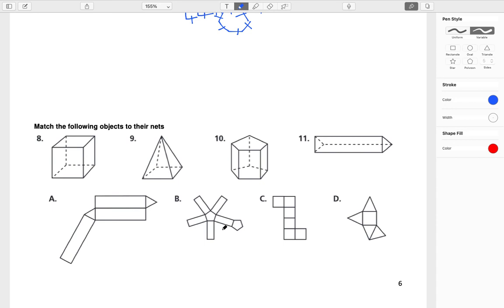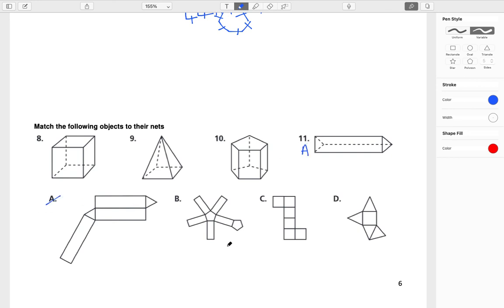And for number 8, all you need to do is just match the following objects with their nets. So you're given 4 different shapes in 3D, and you have to mix and match what it relates to for A, B, C, and D. So you'll notice that, well, obviously for 11, it must be A, right? Because I see a triangle base and this rectangular side. So 11 is A.